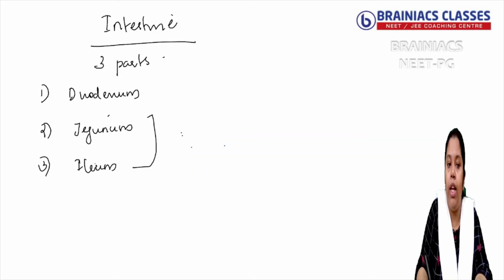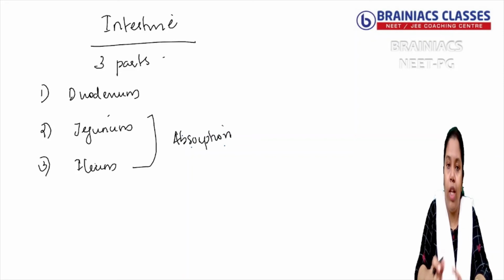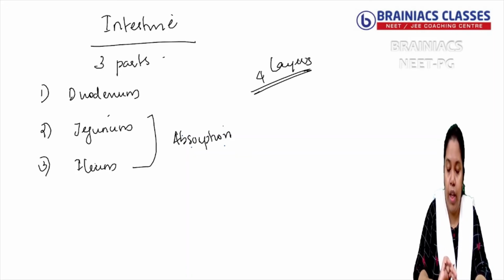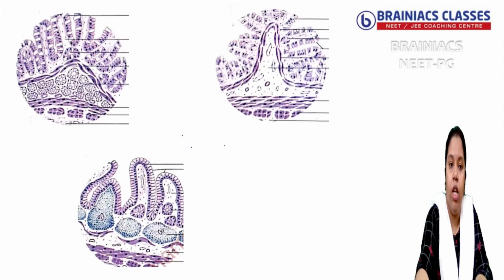The jejunum and ileum are for absorption. So they are designed for absorption, right? So the 4 layers of the GI tube are present in the intestine, right? So we'll see what is the difference between duodenum, jejunum, and ileum.